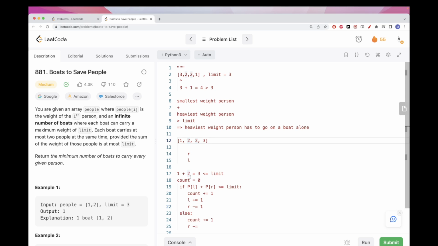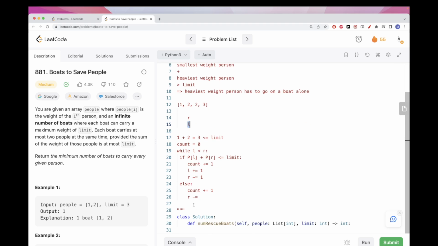Okay, so now what should we do if they are equal? Let's first separate both. So this would be the loop when they are not equal. But what should we do if they are equal? Well, if they are equal, that means there is only one element remaining, right? If they weren't equal, it would be bigger, right? So that means we are done. But if they are equal, there is one element remaining and we need a boat for that element.